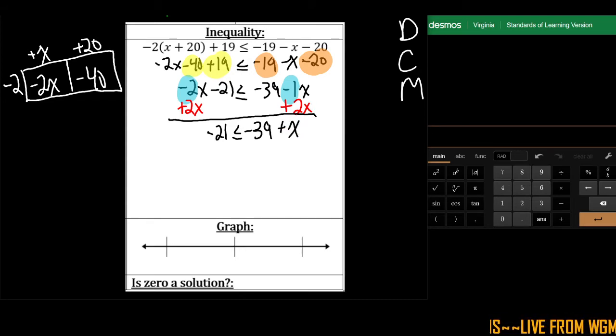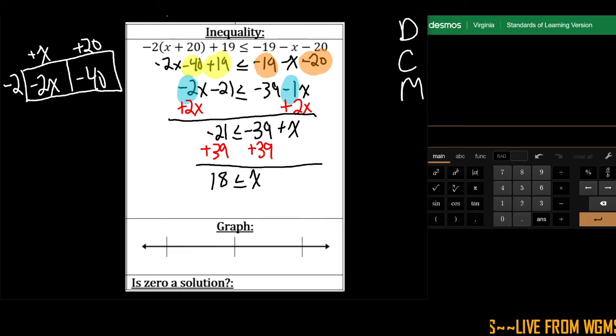Make sure you get all the constants to the other side. And so we add 39 to both sides. And so we should be just left with our value of 18 is less than or equal to x.